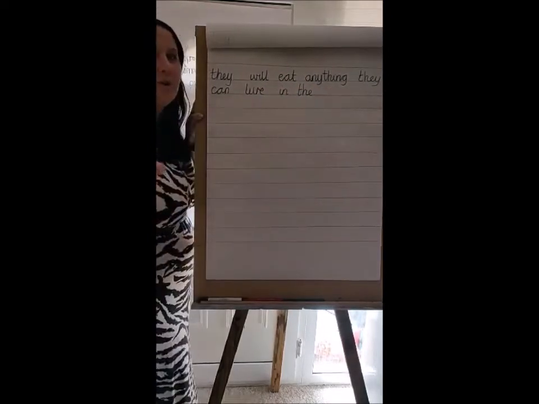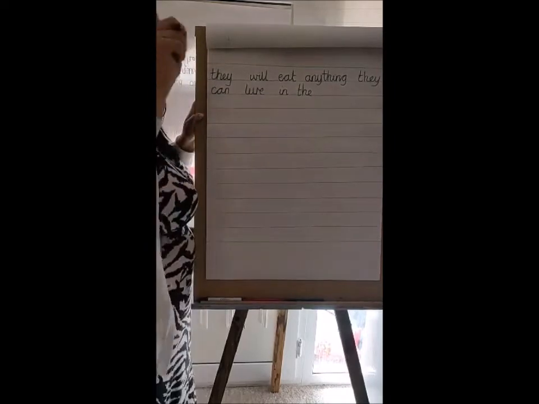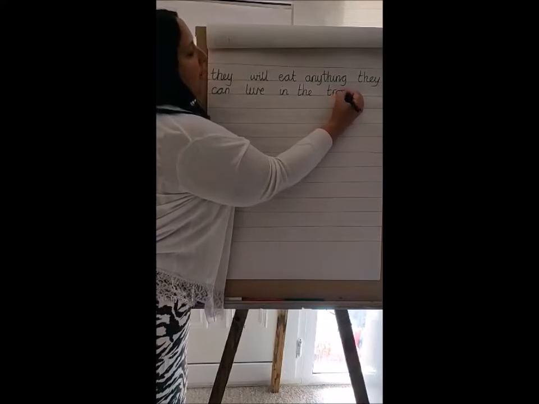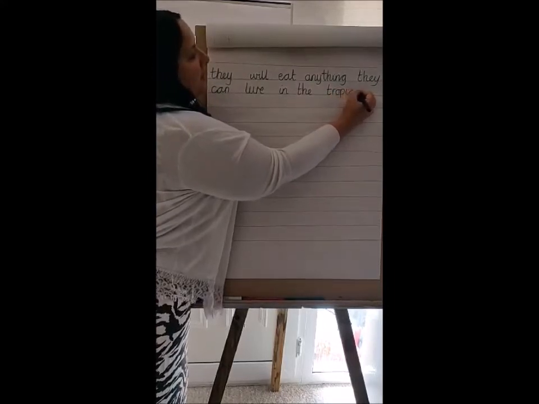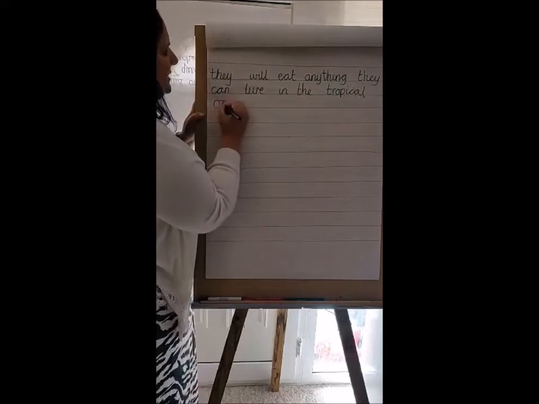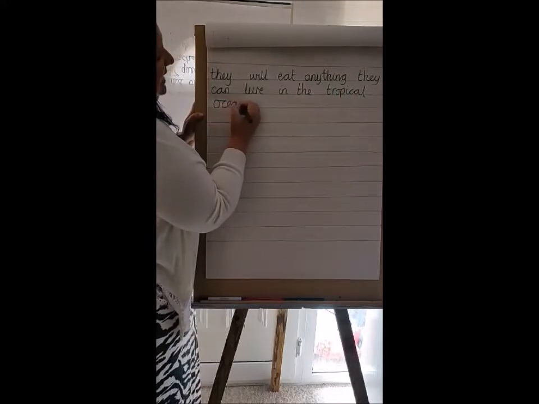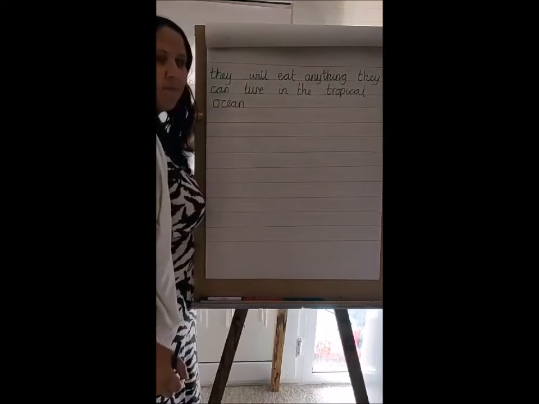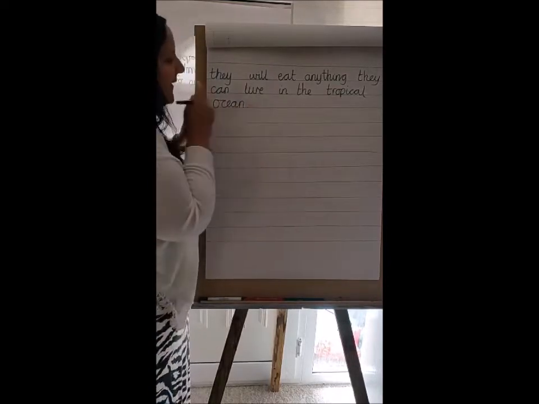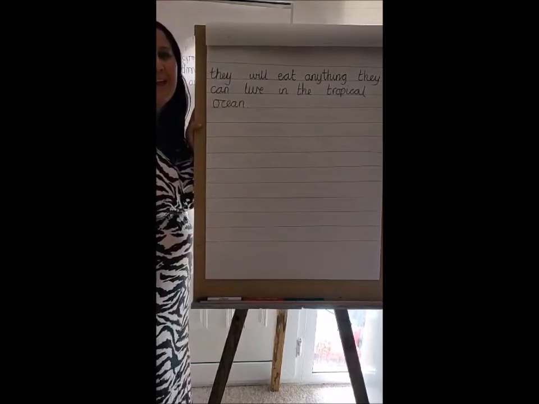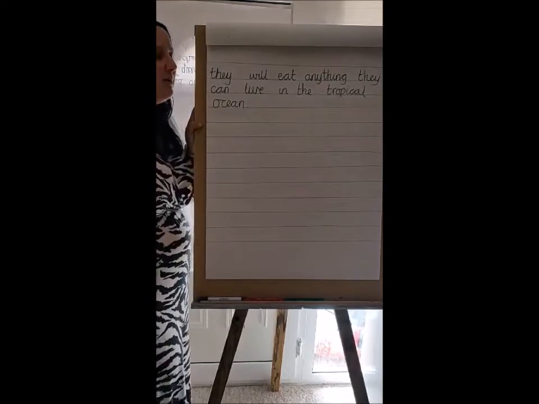Not just the ocean, what type of ocean? Excellent, of course, the tropical, in the tropical ocean, in the tropical ocean. Right, but how do they lure their prey? How do they lure them in?